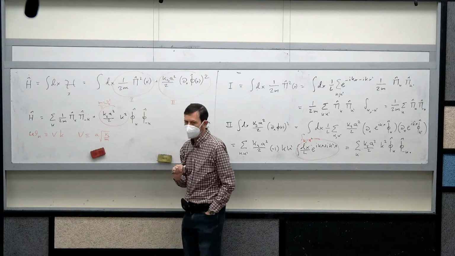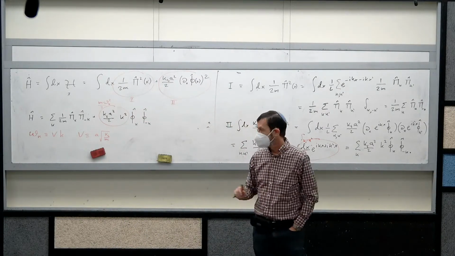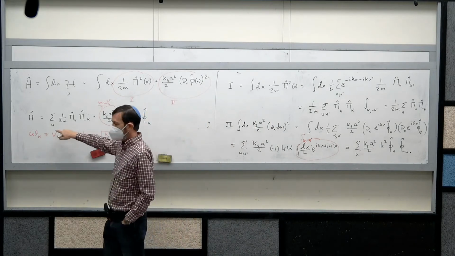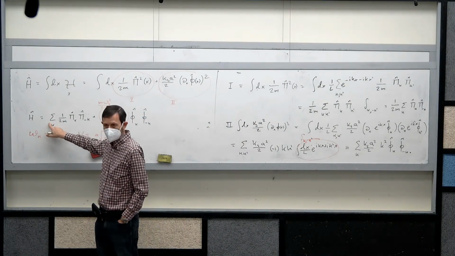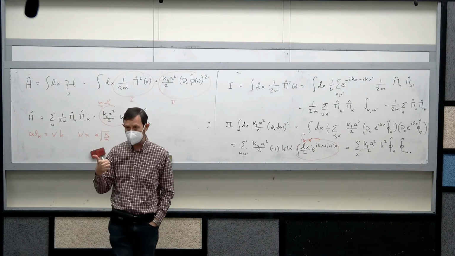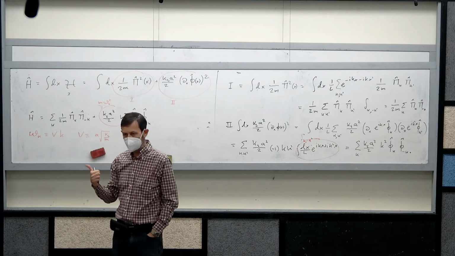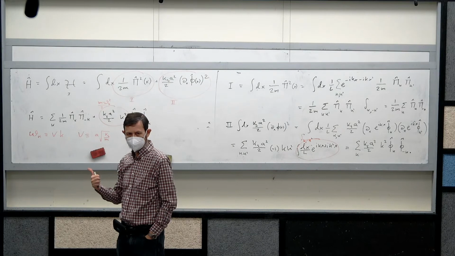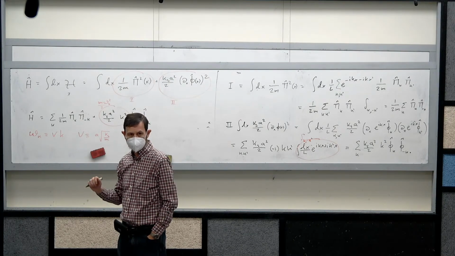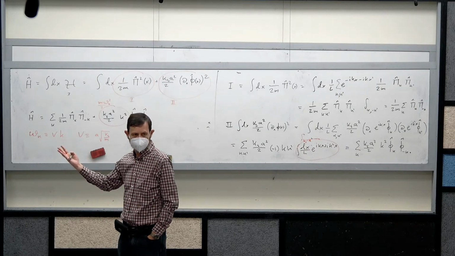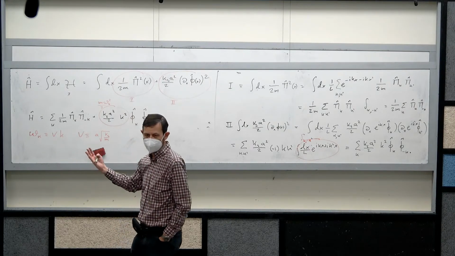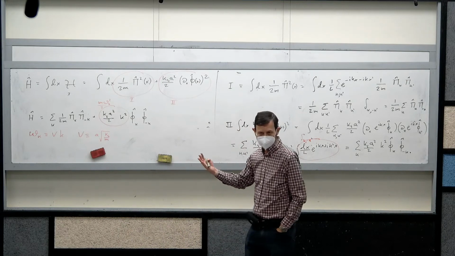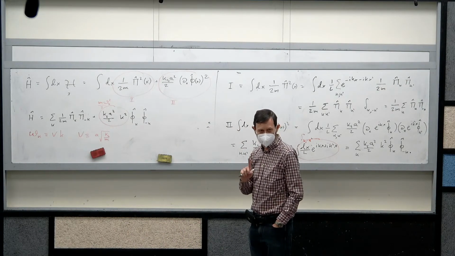Okay, let me start from the other point. The big difference is I have here, instead of one harmonic oscillator, how many harmonic oscillators? The number of k. Infinity, basically. Countable infinity, but still infinity.